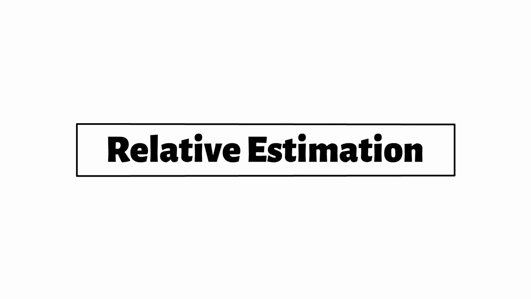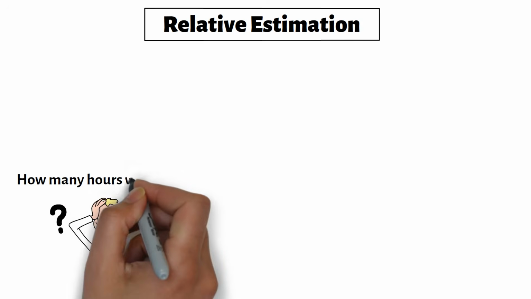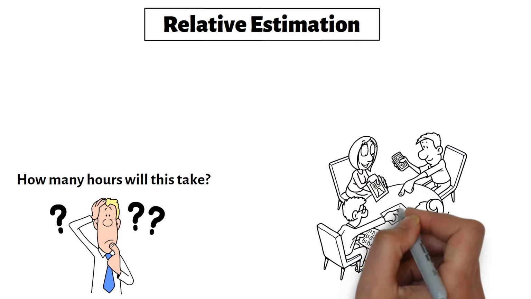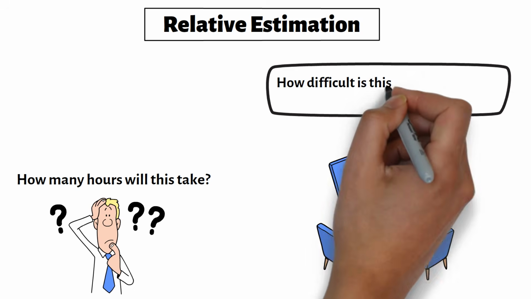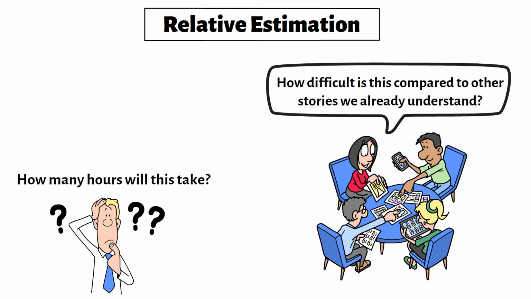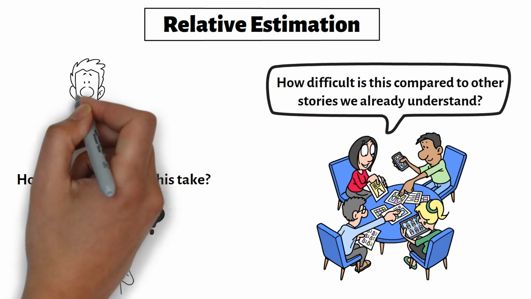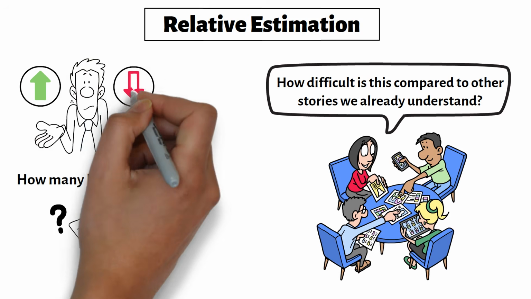This leads to the idea of relative estimation. Instead of asking, how many hours will this take? Agile teams usually ask, how difficult is this compared to other stories we already understand? Humans are generally much better at comparison than precise prediction.